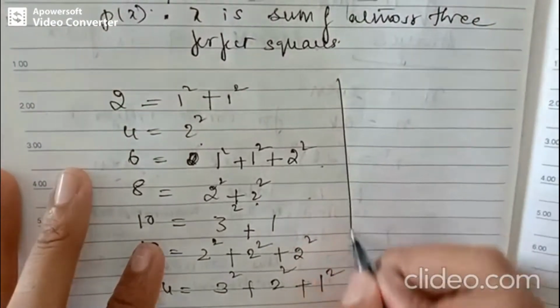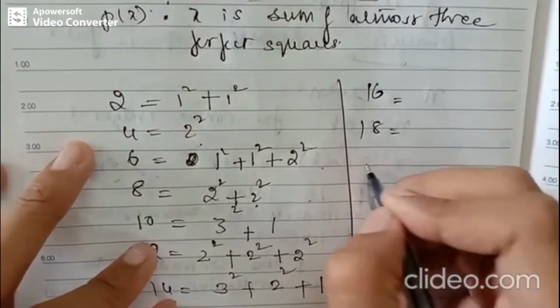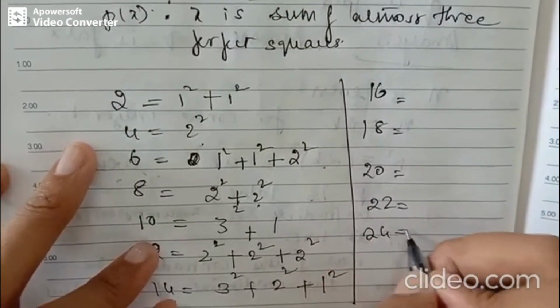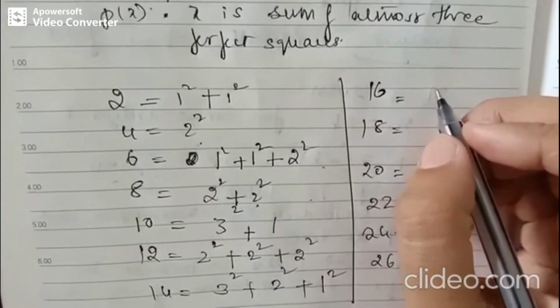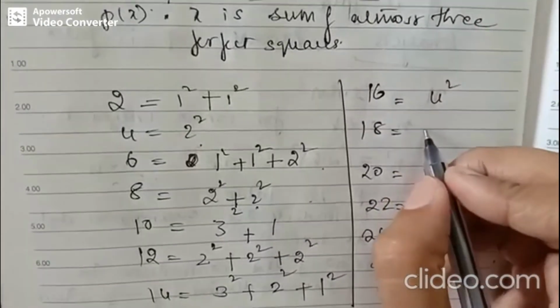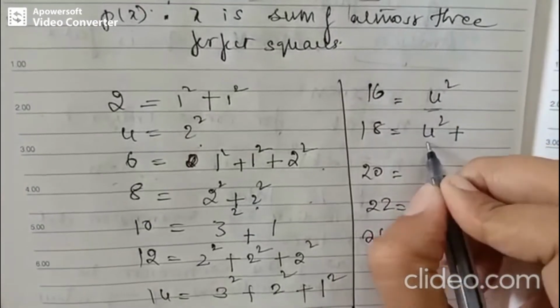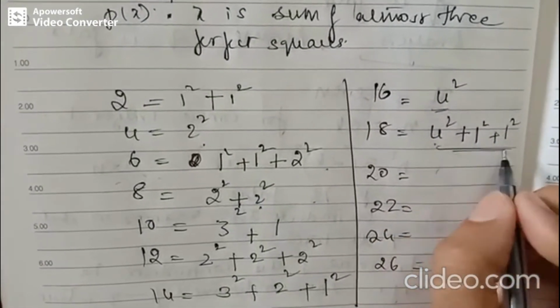Next we will see how the remaining terms can be written, that is 16, 18, 20, 22, 24 and 26. 16 can be written as just 4 square. 18 can be written, let's start with this one only, as 4 square plus, so this goes 16, 17, 18, right? So at most 3.